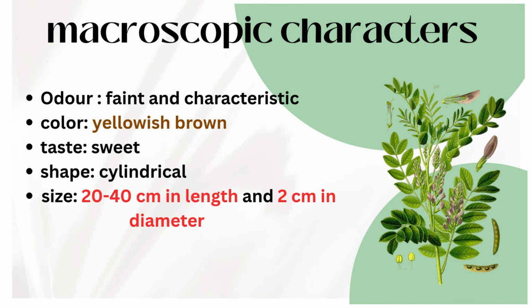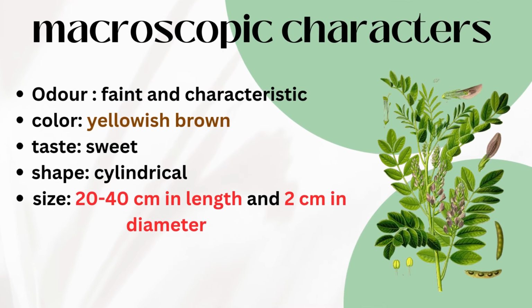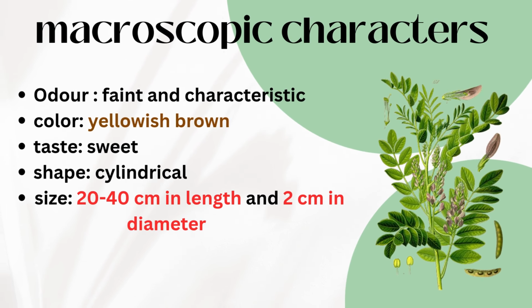Next, we will look at the macroscopic characters. The drug has a faint and characteristic odor. Its taste is sweet, which is a key identifying feature due to the presence of glycyrrhizin. The color of the root is typically yellowish brown. In terms of shape, it's generally cylindrical. The size varies, but a typical root is about 20 to 40 cm in length and 2 cm in diameter.